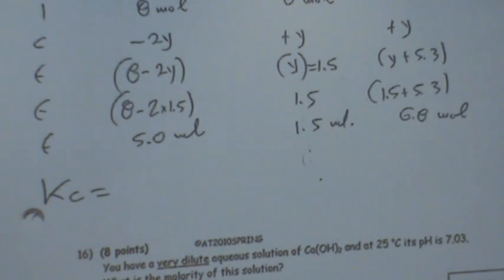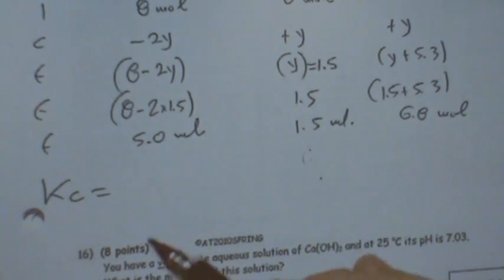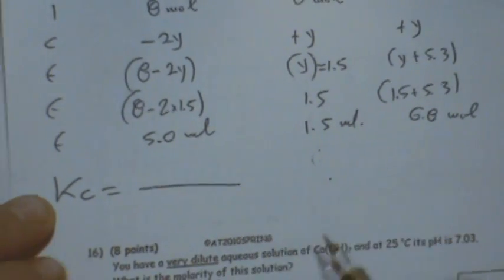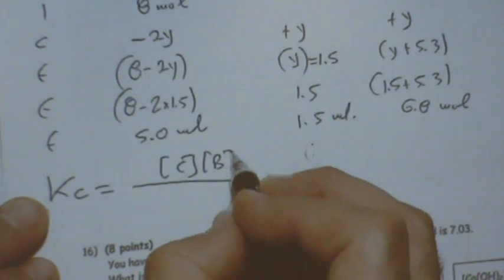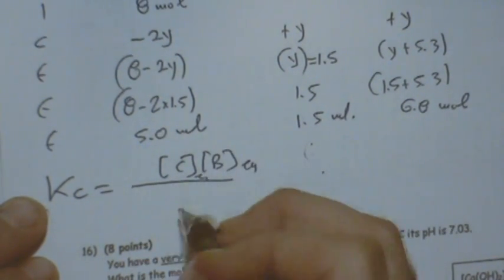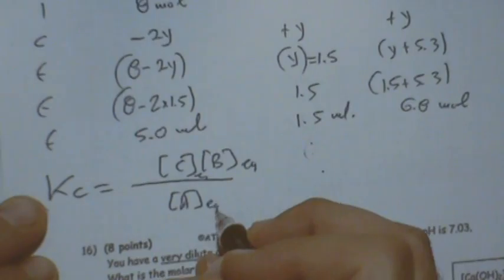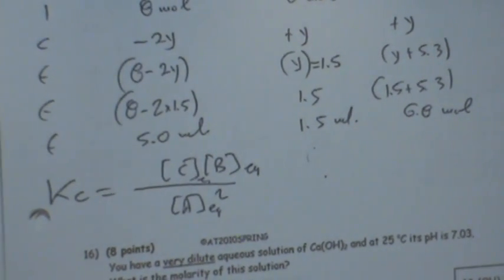But look at this. In fact, in this case, Kc and Kn are equal. Why? Because delta Ng is equal to 0. Whenever delta Ng is equal to 0, Kc is equal to Kn, in some concentrations, number of moles. You will see that now in a minute. So the definition of equilibrium constant, by definition, is concentration of what? C times concentration of B. These are equilibrium concentrations, right? Divided by concentration of A at equilibrium squared. Do you do that? Okay.